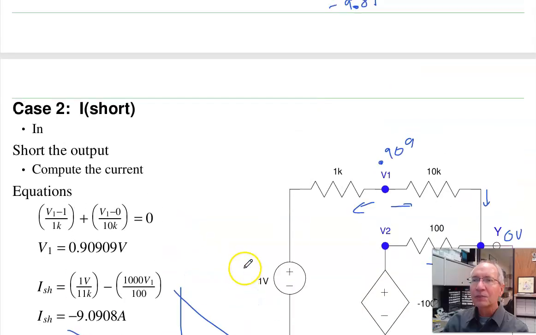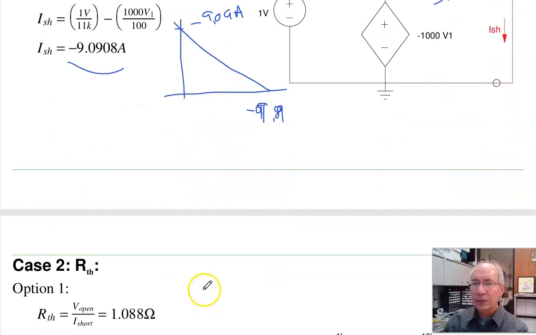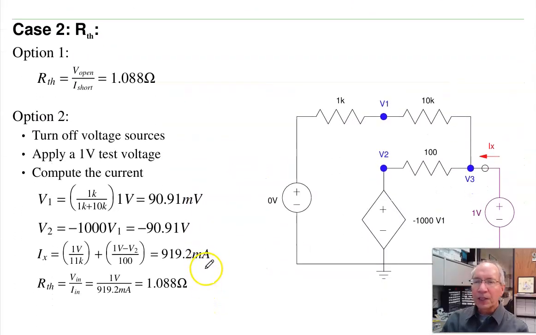minus 9.09 volts. Ugly 9. And minus 9.09 amps. Find the Thevenin resistance. Just take the ratio, open circuit voltage divided by the short circuit current. This looks like a 1 ohm resistor looking in. One way to do it.